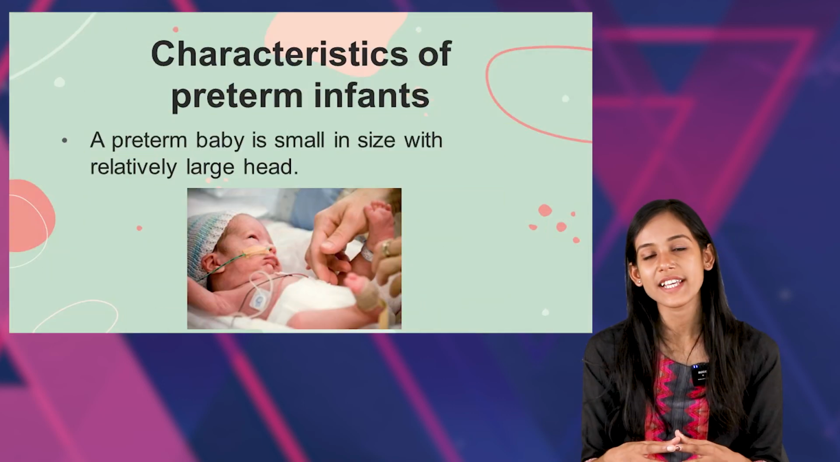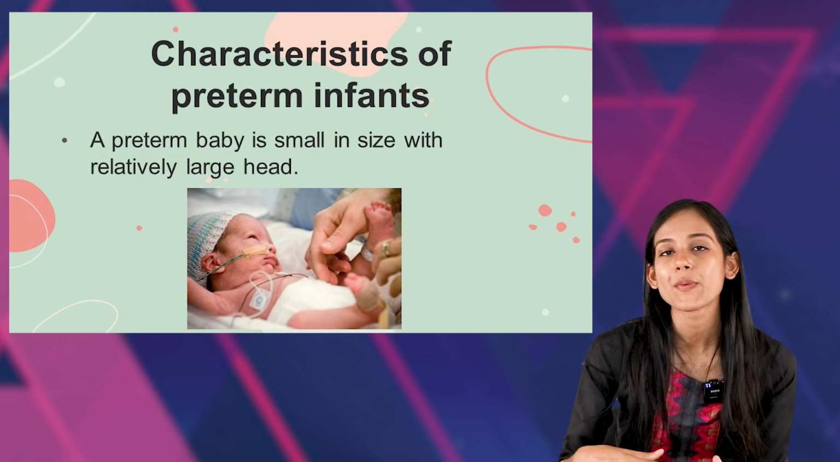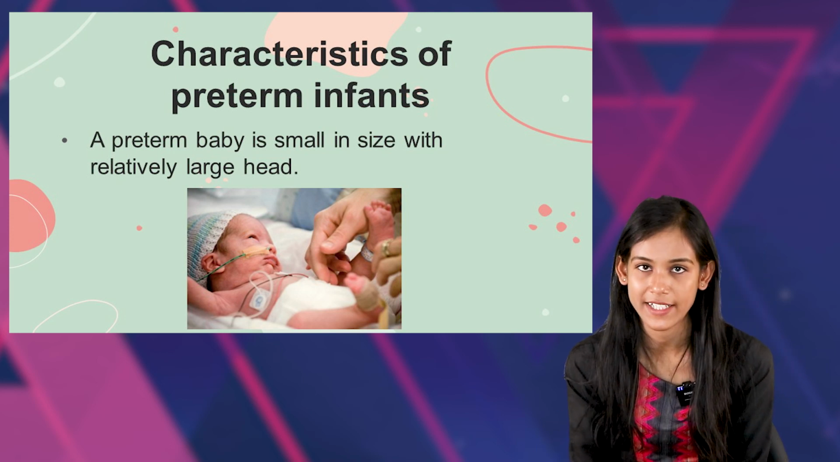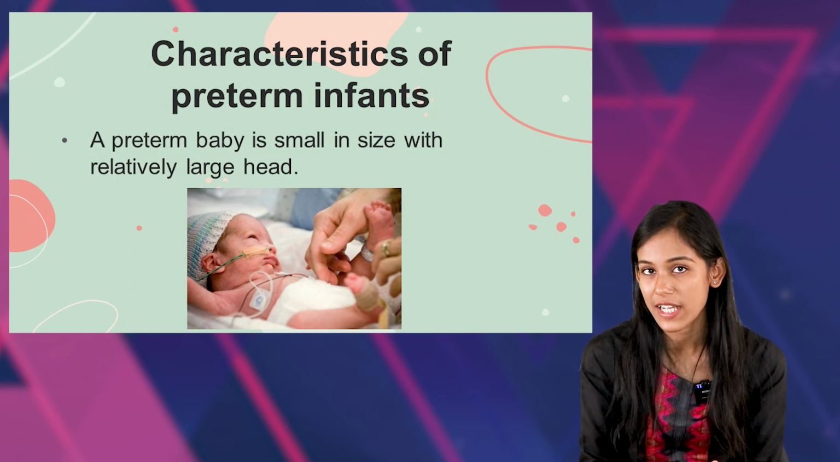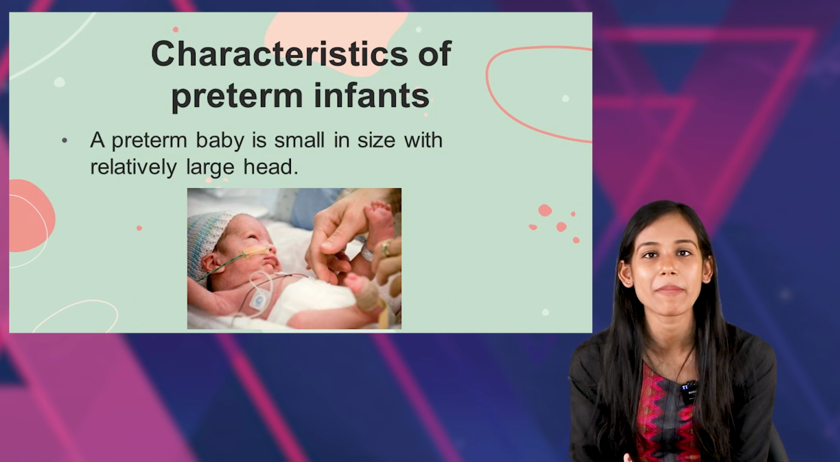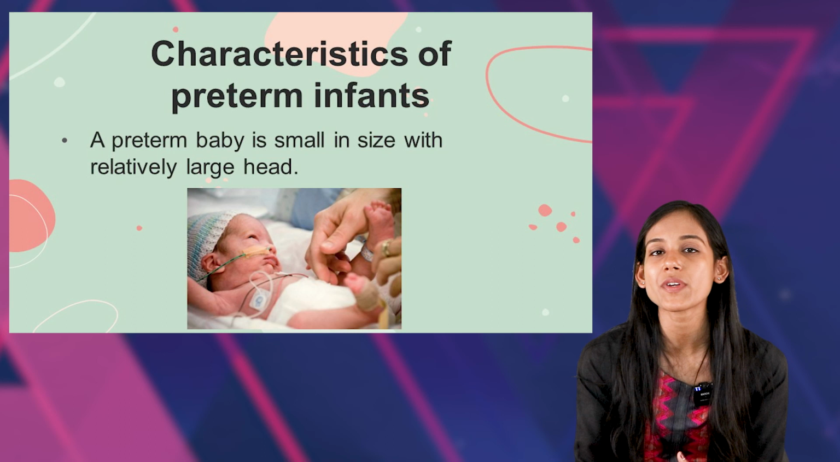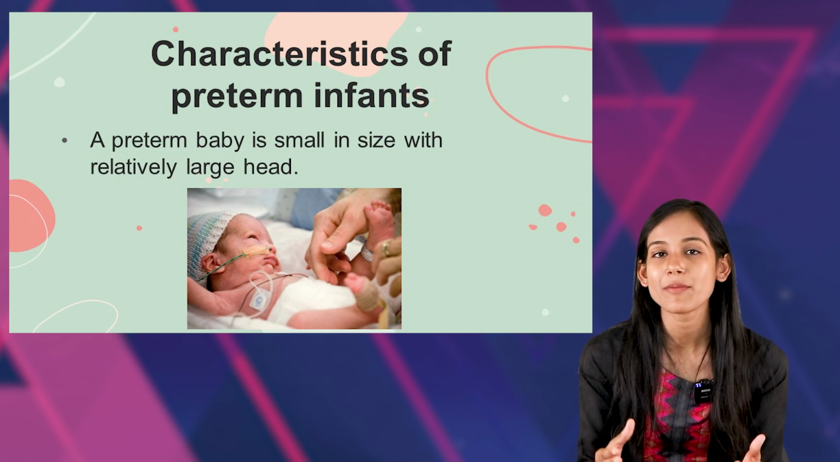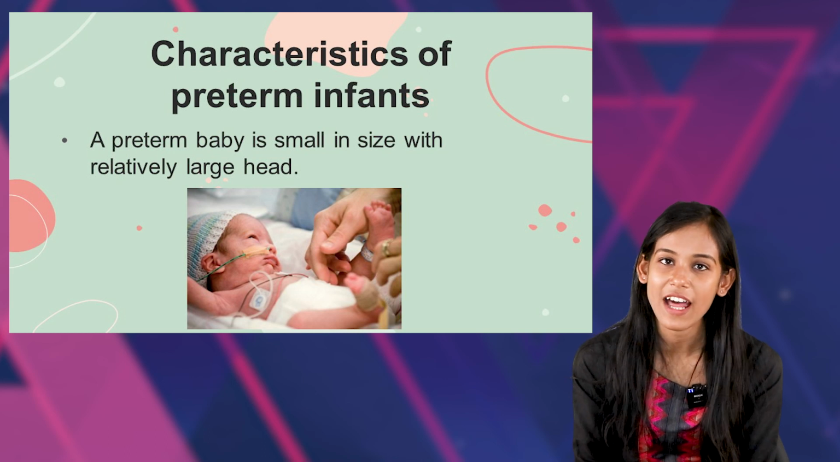First and foremost thing that we can see is that they will be small in size with a relatively large head. At birth, their head will be larger than their chest basically, and then as they grow and develop, the measurements would change. Here in the preterm baby, the first thing we see is that they will be small in size with a relatively larger head.